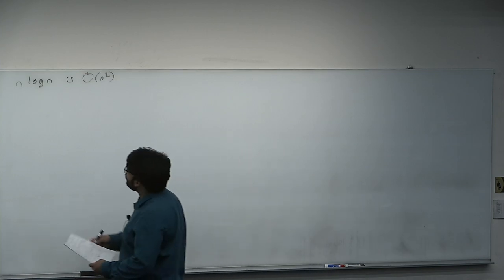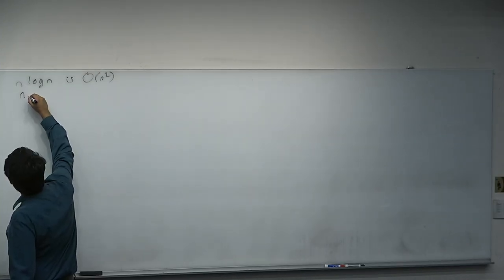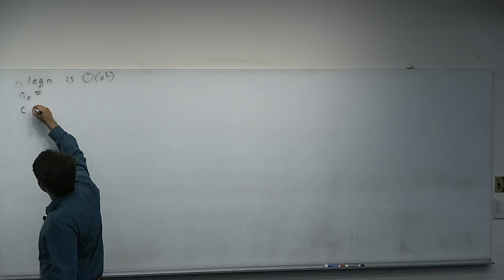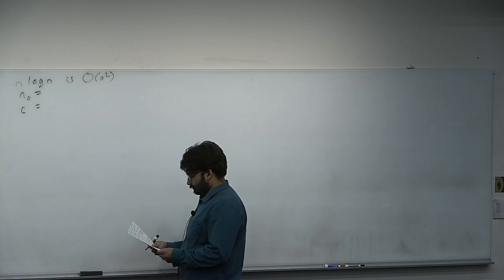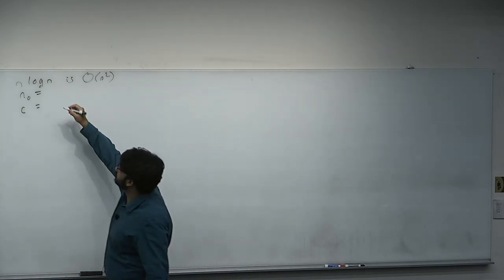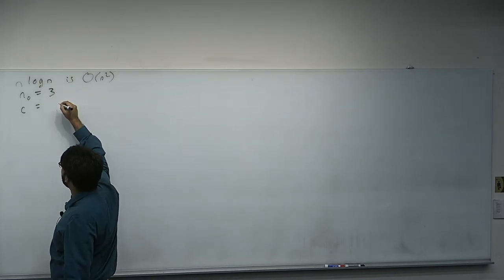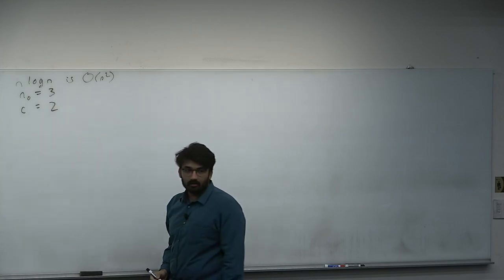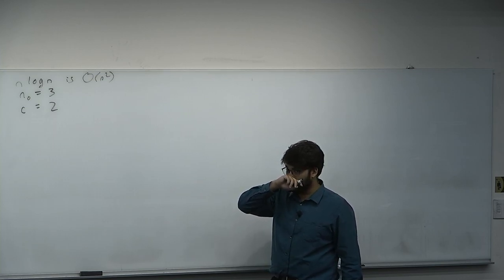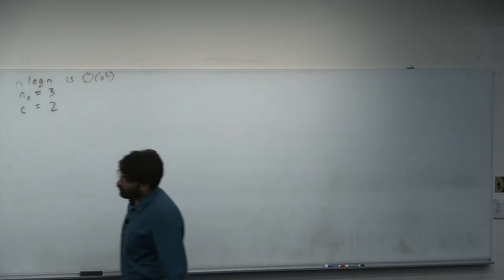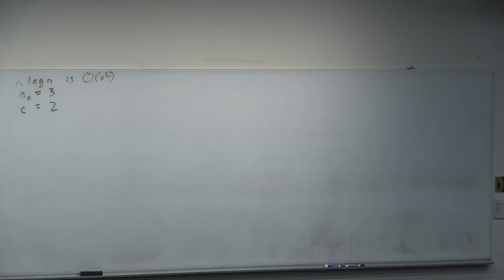So let's choose some numbers. Let's choose n naught to be some number, and let's choose c to be some number. Well, I don't know. Let's choose n naught to be 3, and let's choose c to be 2. Sometimes it doesn't really matter what numbers you pick. Sometimes it does. You want to choose relatively small numbers close to the points. If you have something more controversial, you may want to choose a large enough n naught so that it's past whatever inflection point they have.